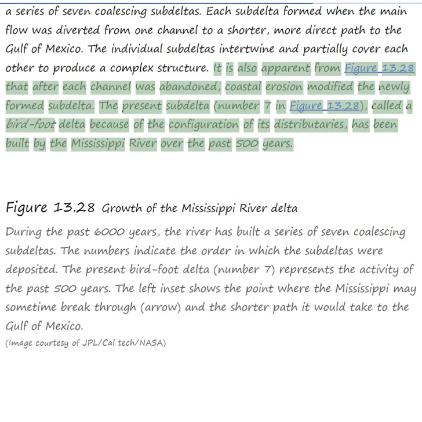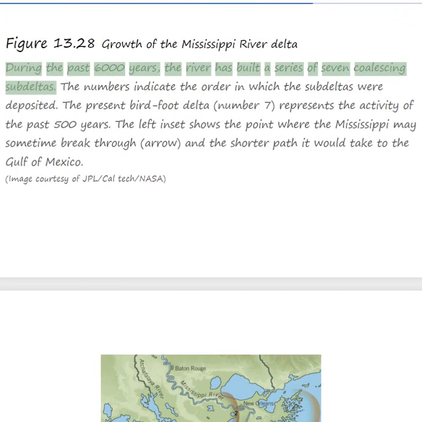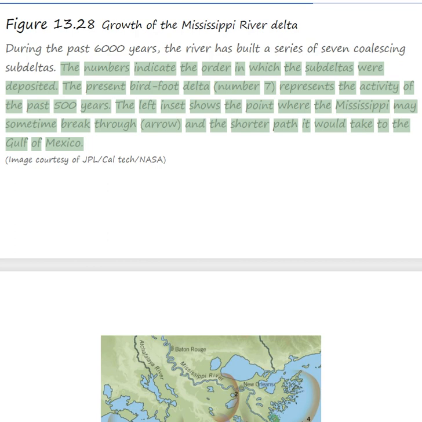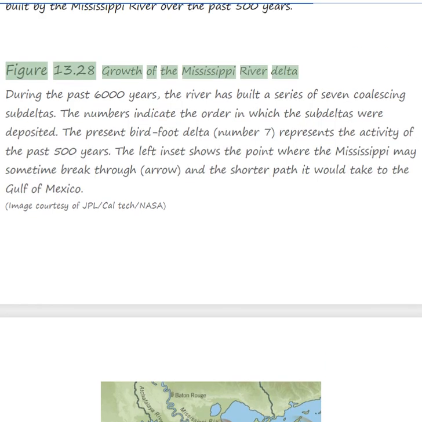The present subdelta, called a birdfoot delta because of the configuration of its distributaries, has been built by the Mississippi River over the past 500 years. During the past 6,000 years, the river has built a series of 7 coalescing subdeltas. The numbers indicate the order in which the subdeltas were deposited. The present birdfoot delta represents the activity of the past 500 years. The left inset shows the point where the Mississippi may sometime break through and the shorter path it would take to the Gulf of Mexico. Figure 13.28 Growth of the Mississippi River Delta.